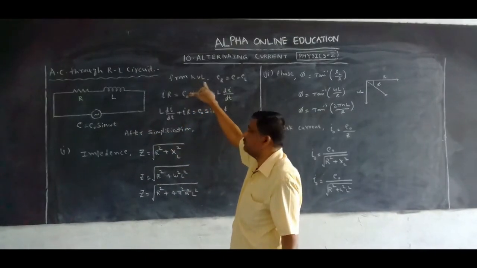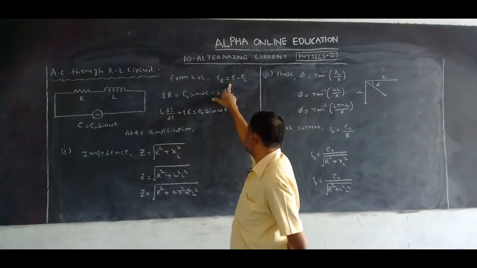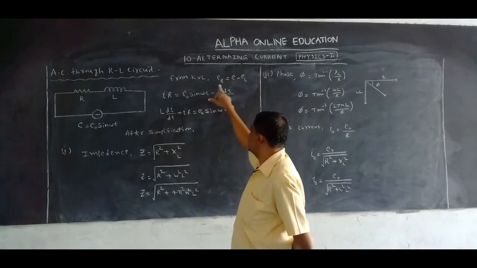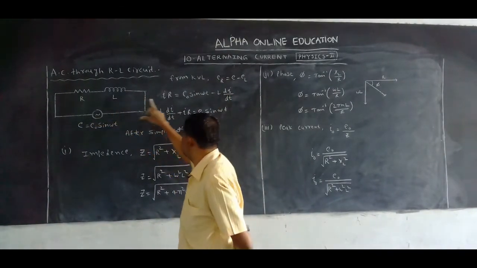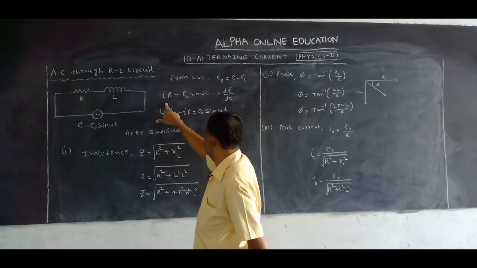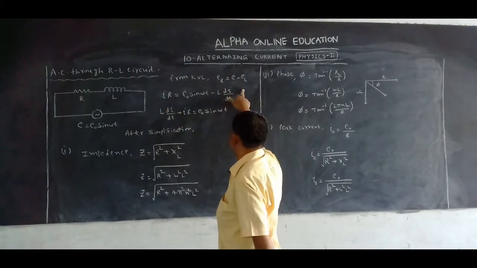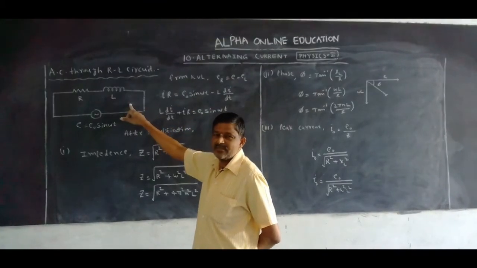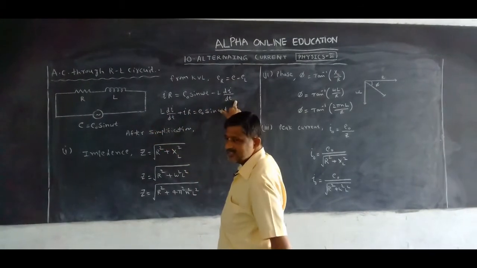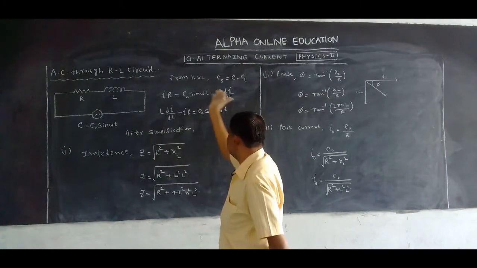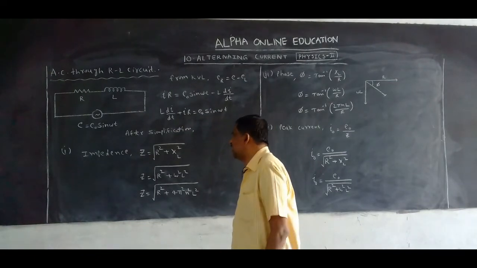Now use Kirchhoff's voltage law. From Kirchhoff's voltage law, what can we write? ER is equal to E minus EL. ER means the potential difference across the ends of the resistor. According to Ohm's law, ER is equal to IR. What is E? E0 sin omega t. Now what is EL? The EMF in the inductor, so L di by dt, this is from self inductance. Taking this to this side, L di by dt plus IR is equal to E naught sin omega t.